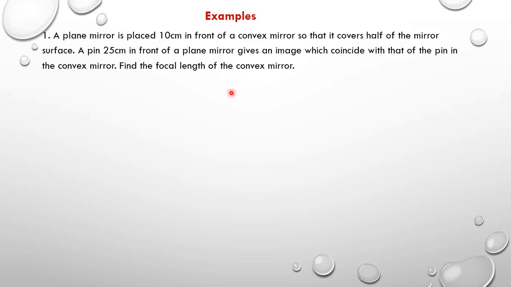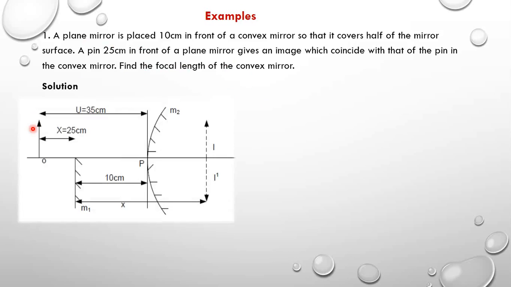When you look at this question, it is just similar to the experiment. So we are going to have the same setup, and it is going to look like this. The plane mirror is 10 centimeters in front of the convex mirror, so the distance from the plane mirror up to the convex mirror is 10 centimeters. A pin is 25 centimeters from the plane mirror, so x is 25. So u is going to be 25 plus 10, which gives you 35.